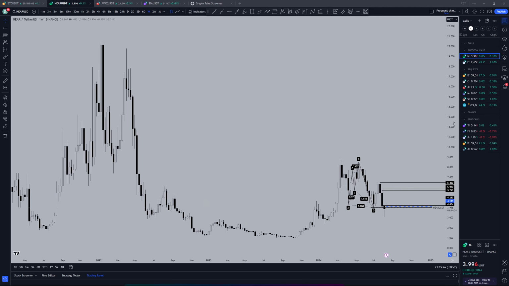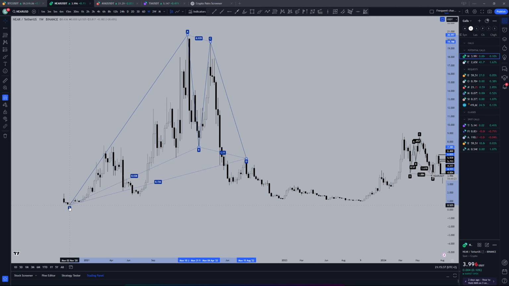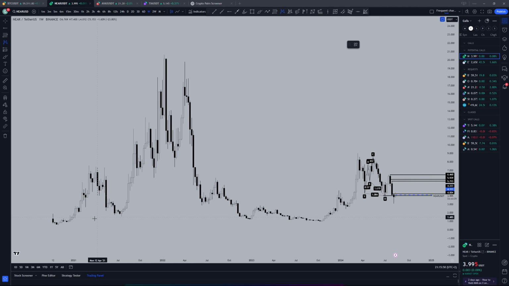If I were to go on a weekly, we have... Was it this one? I think it was this one. Or was it not? Oh yeah, it was a butterfly, never mind. I think it was a butterfly. Deep crab, whatever. Wait, what was it? There was something over here. Shark. I think there was a guardian, but I don't think it's on this chart.